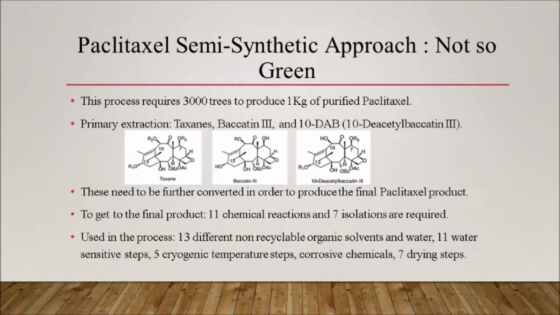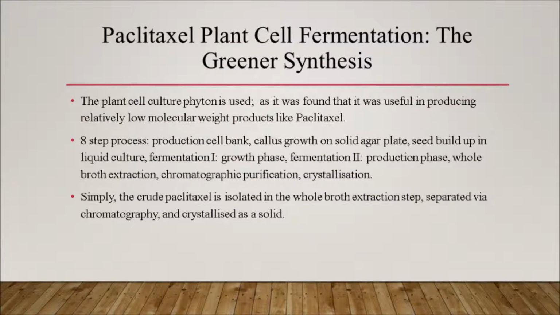To obtain the final paclitaxel product, 11 chemical reactions and 7 isolations are required. In these processes, 13 different non-recyclable organic solvents, water, and corrosive chemicals are used. It doesn't end there. 11 water-sensitive steps, 5 cryogenic temperature steps, and 7 drying steps also take place. The basic message being it's a very long, energy-intensive, wasteful, and possibly dangerous synthesis.